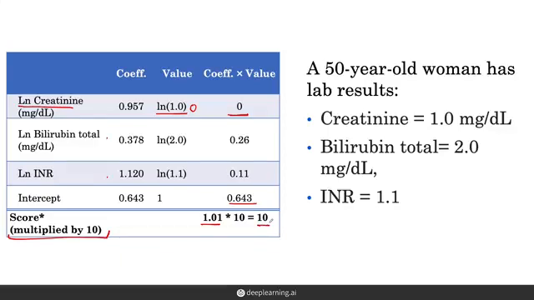Note that a score of 10 isn't directly telling us the probability of survival at 3 months, but is informative when comparing to the MELD score of other patients.